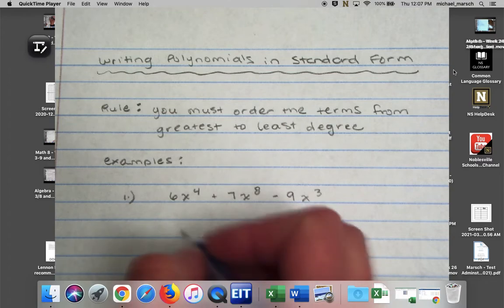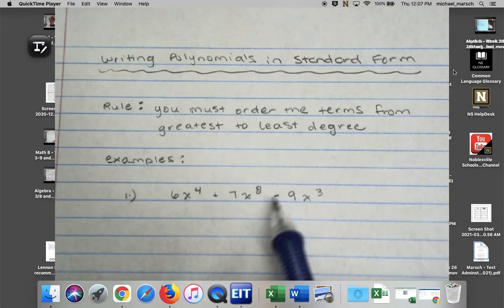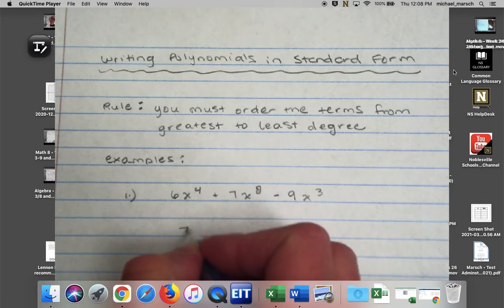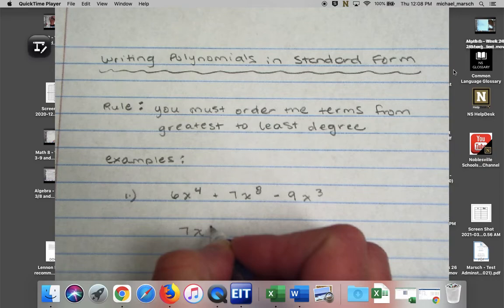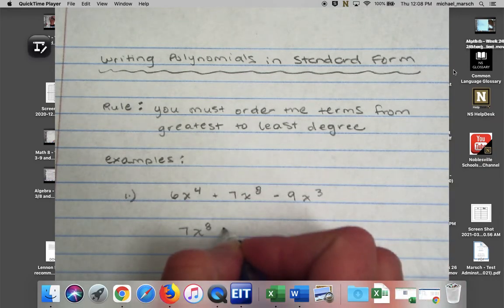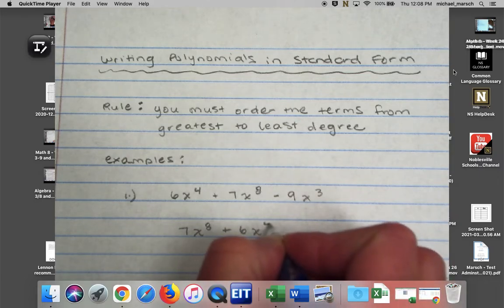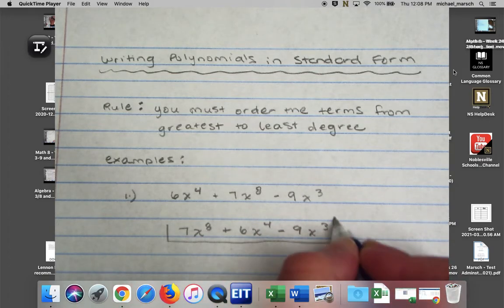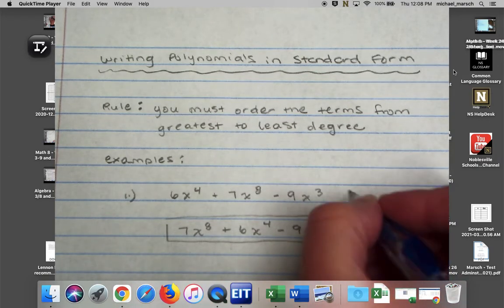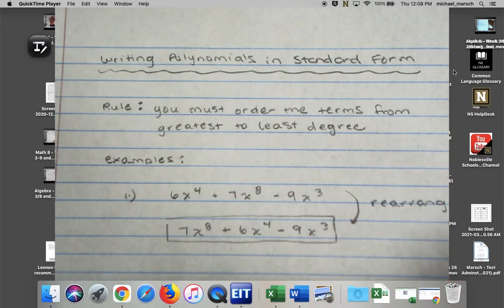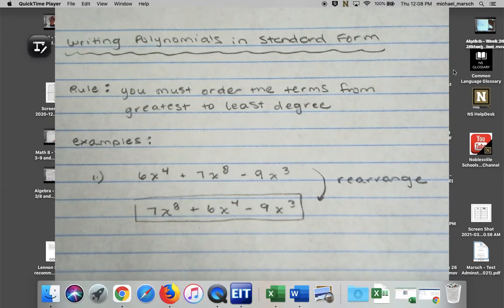7x to the 8th, minus 9x, plus 8. No, because it's greatest to least degree, so we go by looking at the exponent value. I thought it was least to greatest. Oh wait, no, it's greatest to least, yes. 7x to the 8th plus 6x to the 4th minus 9x to the 3rd. I was right. So we have to rearrange, paying really close attention to the addition or subtraction symbols.